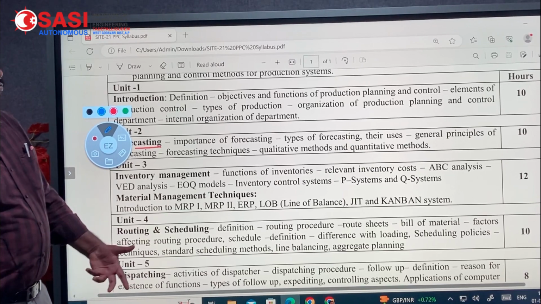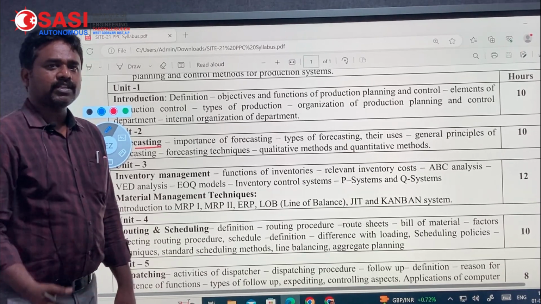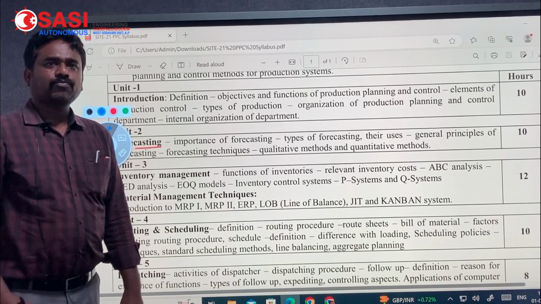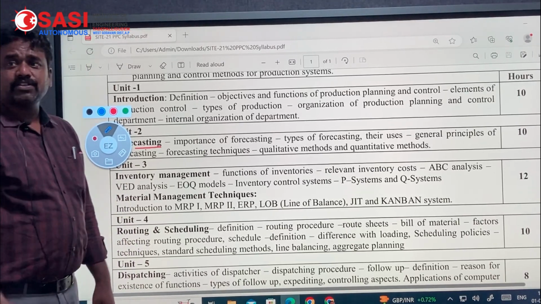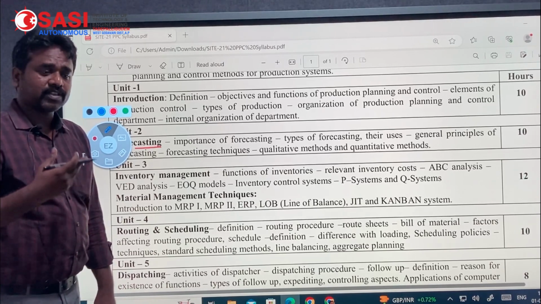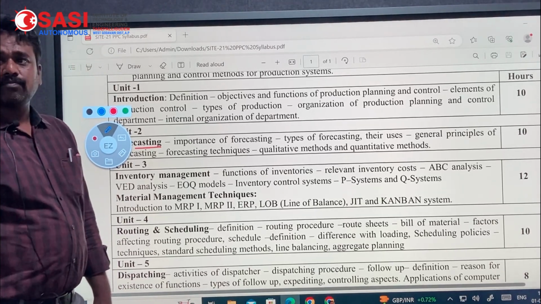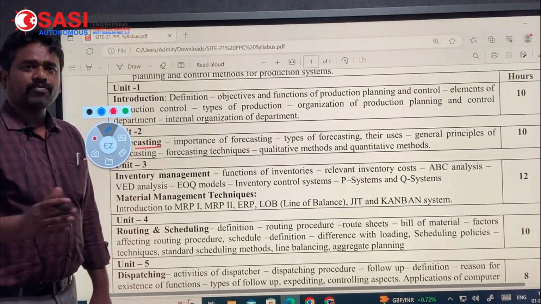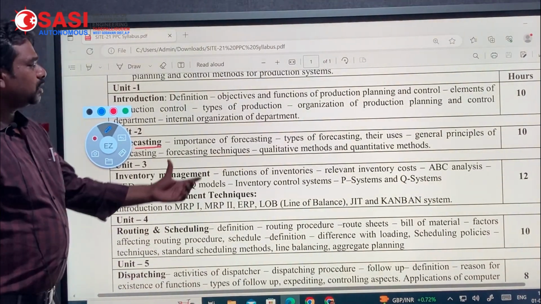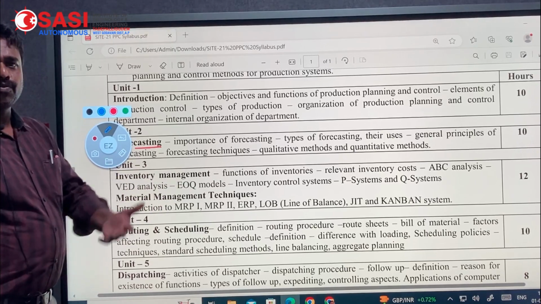So why we need to do forecasting: right now we can see there are so many types of products available in the market. Depending upon seasonal variations, various trend changes, and so many market demands, the demand of any product is going to vary.